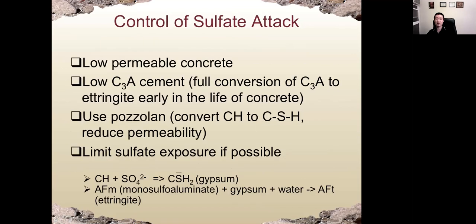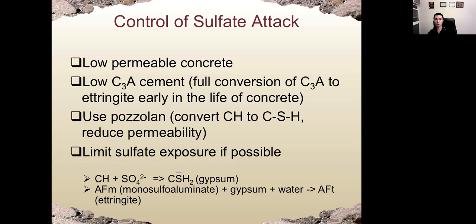So we discussed the mechanism of sulfate attack. How can we control sulfate attack? For concrete, we can try to reduce the permeability of concrete, because the sulfate ions will come in from the environment. If we reduce permeability, the sulfate ions will have a harder time getting inside the concrete and doing the damage.